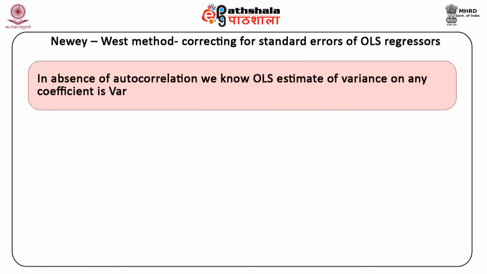In the absence of autocorrelation, we know OLS estimate of variance of any coefficient is variance of beta hat, which is equal to sigma u hat square upon n into variance of x.